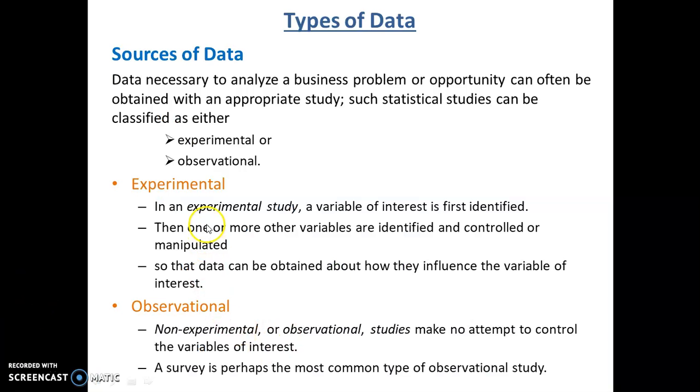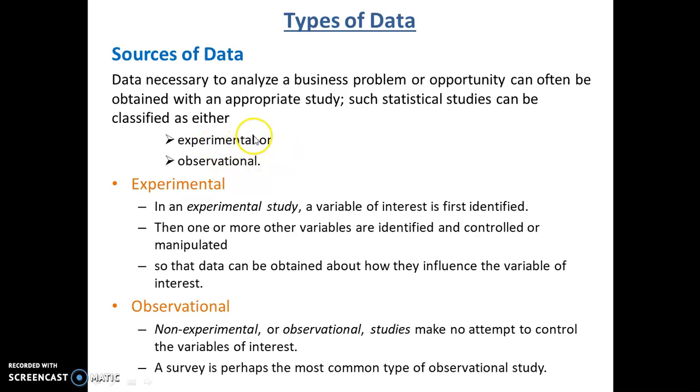Okay. And this is a source of data. So it is very important where we are going to take the data. What is the source of data? Based on the source of the data only, we will do some analysis. So data necessary to analyze a business problem or opportunity can often be obtained with the appropriate study. Such statistical studies can be classified. Again, the source of data can be classified as experimental or observational.